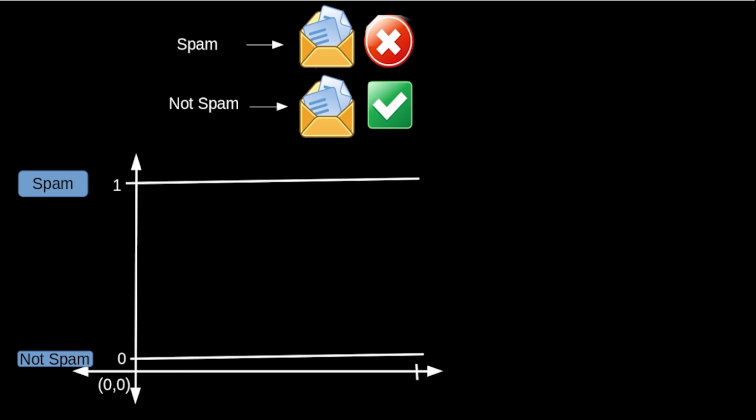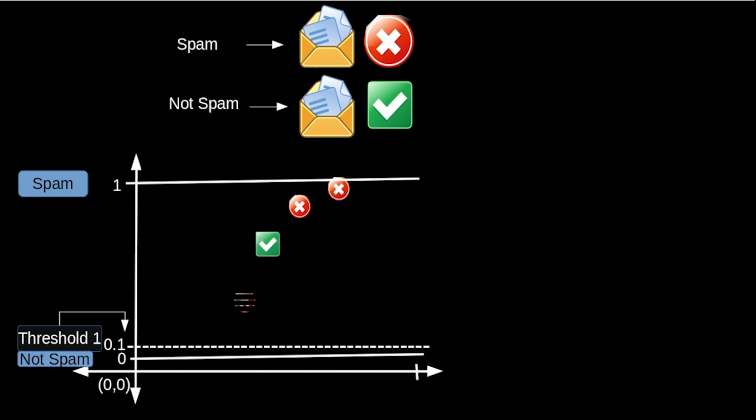As we have seen in the ROC curve, each point consists of a threshold value. Now let's apply threshold 1, which is 0.1, on these predicted probabilities. Consider these cross symbols are the predicted probabilities of the data samples which originally belong to the spam class, and this tick mark symbol is the predicted probability of the data sample which originally belongs to the not spam class. If the predicted probability is greater than 0.1, then it will be classified as spam, and if the predicted probability is less than 0.1, then it will be classified as not spam.